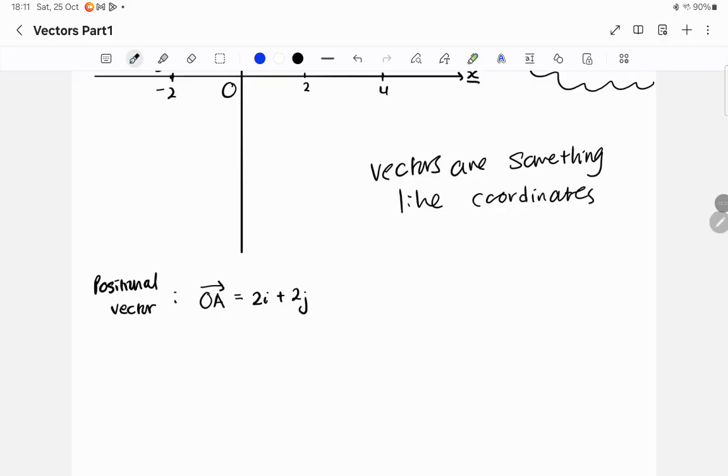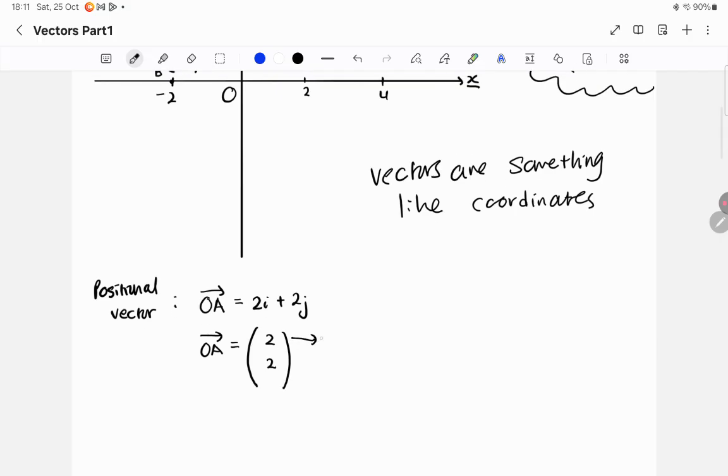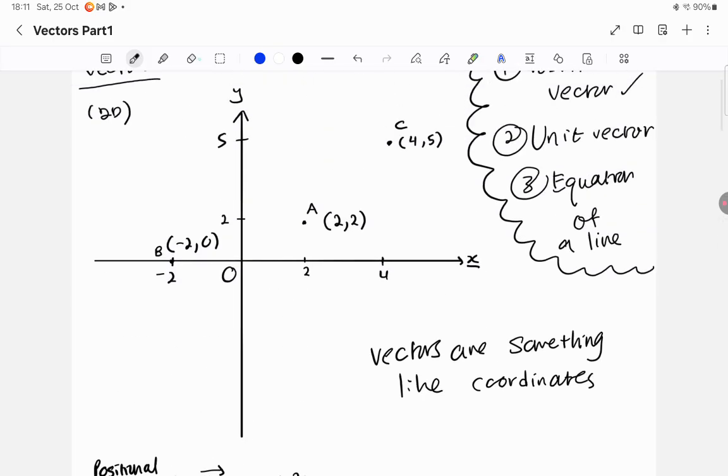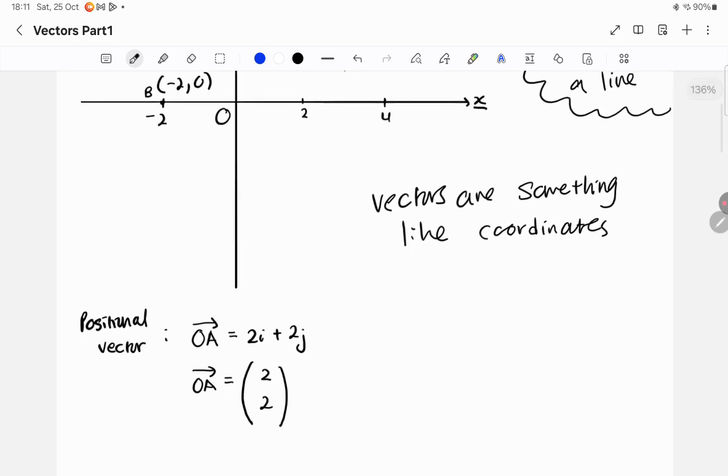There is another way to write down this position vector, or normally for vectors, which is OA equal to the column vector 2, 2. Normally the first row would indicate the x-axis, and the second would indicate the y-axis. So this is another easier way to write it out. That's basically it. Why don't you give it a try? Try to find the position vector for point B and point C. You can pause the video to try it, but I'm going to continue.